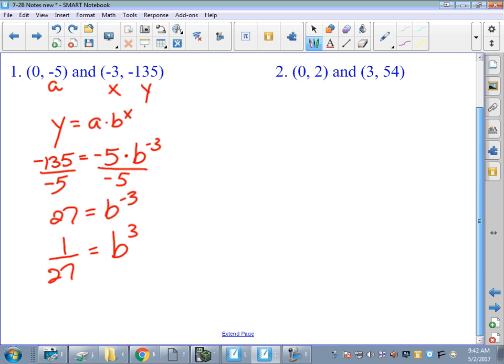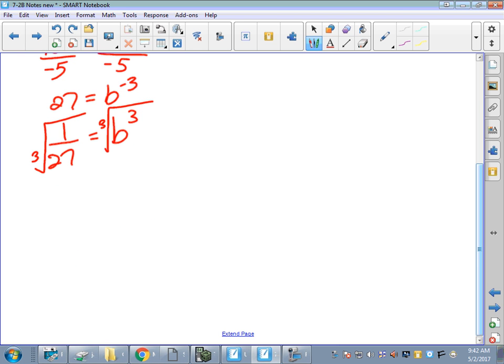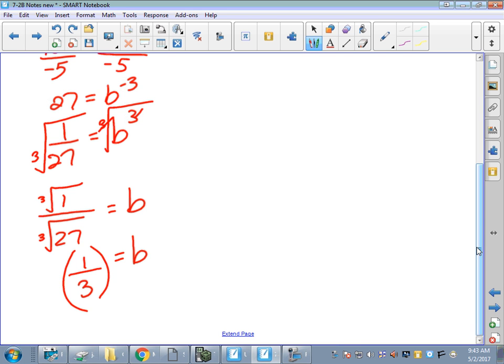You actually want to flip the number and not the b value. Otherwise, you'll have like a 1 over b, and that gets annoying. So take the reciprocal of the number, and that allows us to say that now we have a positive 3 value. Take the cube root of both sides to undo the cube. And when you take a cube root of a fraction, you're actually taking the cube root of the numerator over the cube root of the denominator. The cube root of b cubed is just b. Cube root of 1 is 1, and the cube root of 27 is 3. So this ends up being a base that's 1/3.